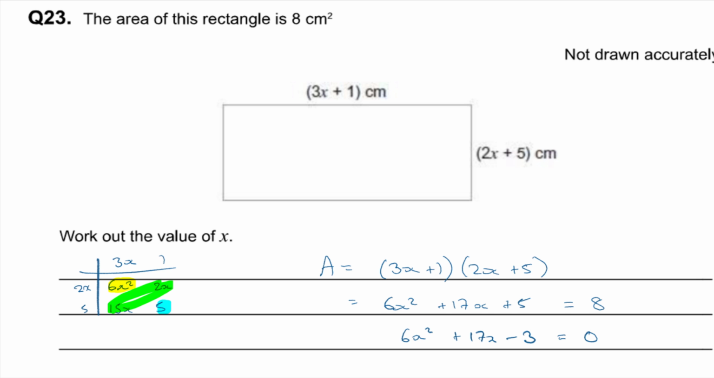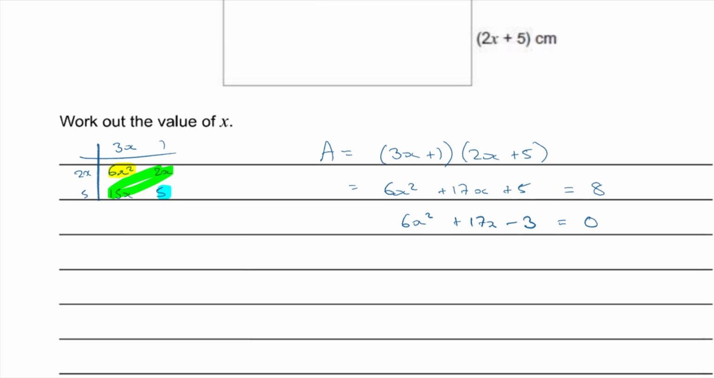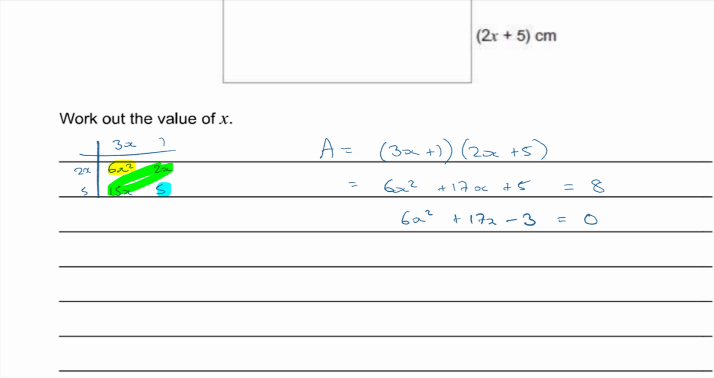This is going to be a tricky one to factorize. So I've got a lead coefficient of 6x squared on the front. So again, I've got two possible pairs it could be. It could be 6x and x, or it could be 3x and 2x. Don't know which one it is just yet. I'm just going to try both and I'll cross out the one that doesn't work.